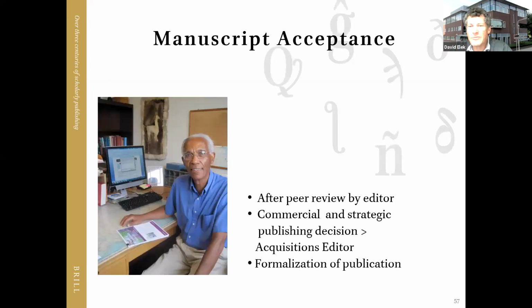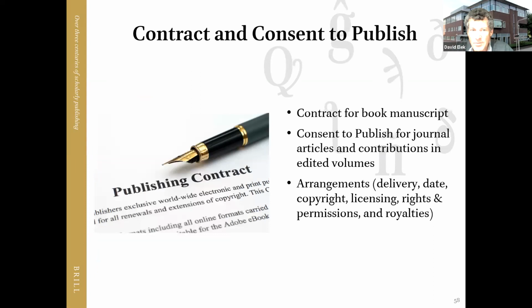Now, after the peer review has been done by a book editor, the manuscript is accepted. The acquisitions editor from Brill will notify you of the decision, and the publication will be formalized, which means you sign a publishing contract for a book manuscript or a consent to publish for journal articles. And then we'll go into things such as delivery date, copyright, permission, royalties, and so on.